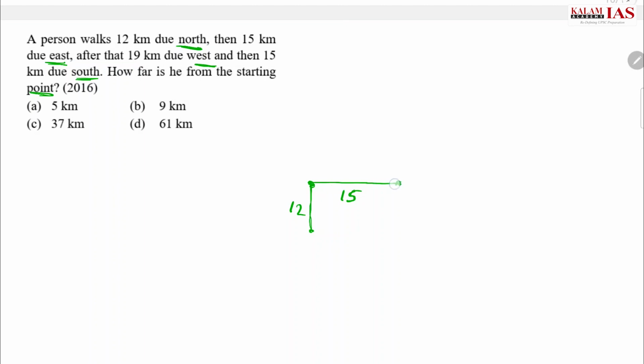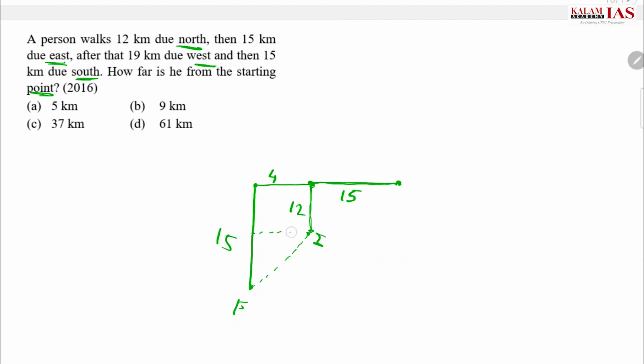So from east he goes 19 km due west. So 15 kilometers in the same direction, and then 4 km extra. This is 4. So he is at this point, and then 15 kilometers due south. This was the initial point and this is the final point. How far is it from the starting point? We have to find this distance.